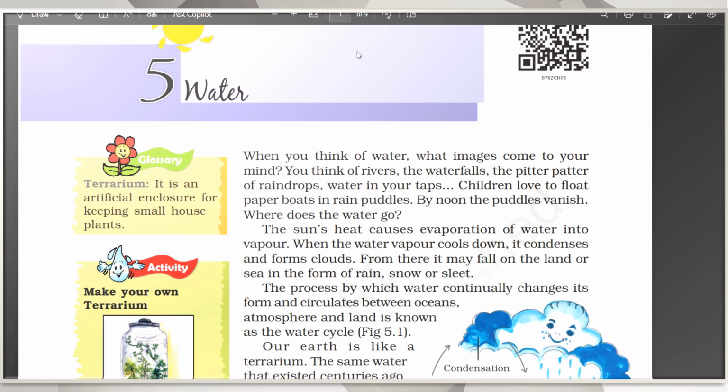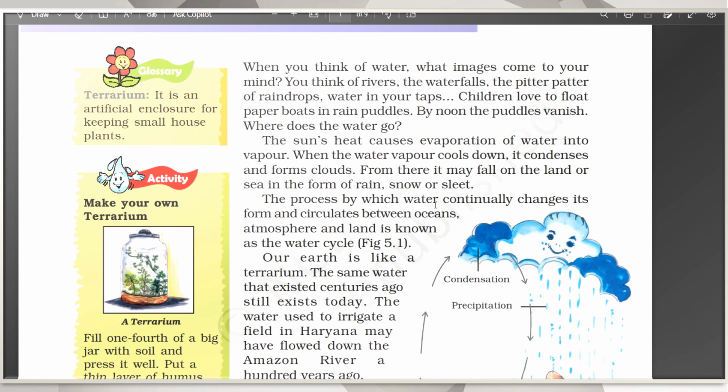Now by noon the puddles vanish. Where does the water go? So let's understand the process of evaporation, which causes our water cycle. The sun's heat causes evaporation of water into vapor. When the water vapor cools down, it condenses and forms clouds.